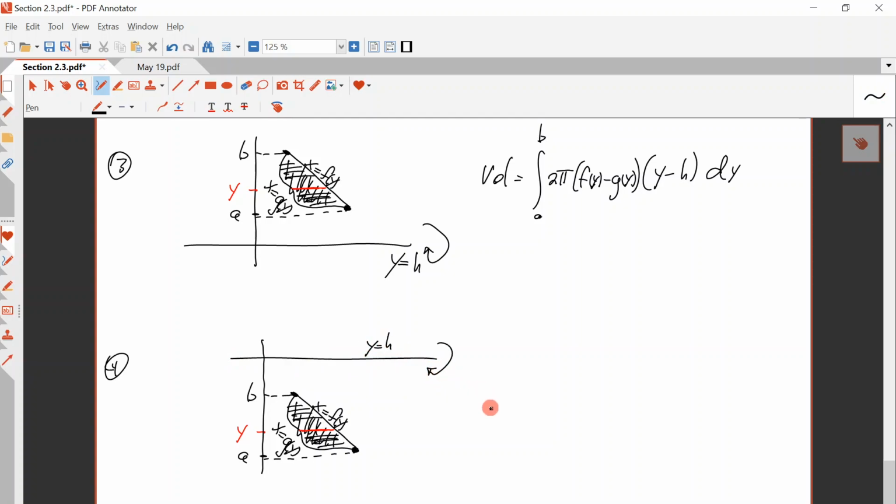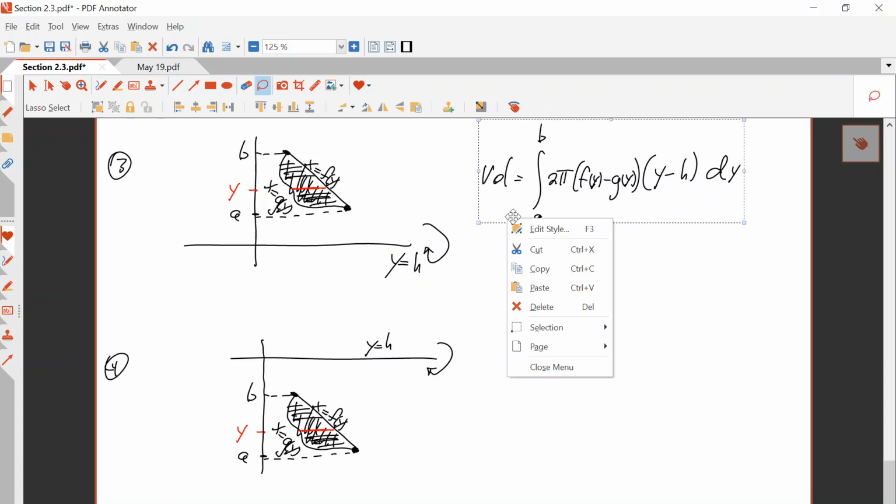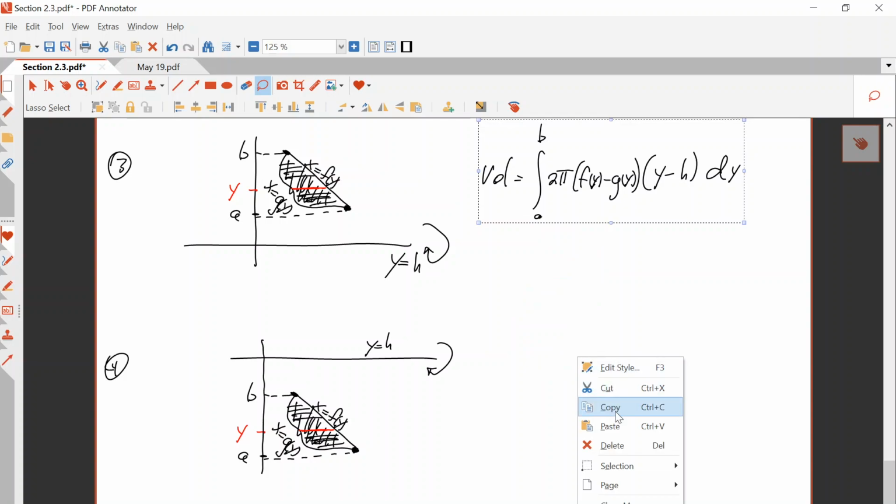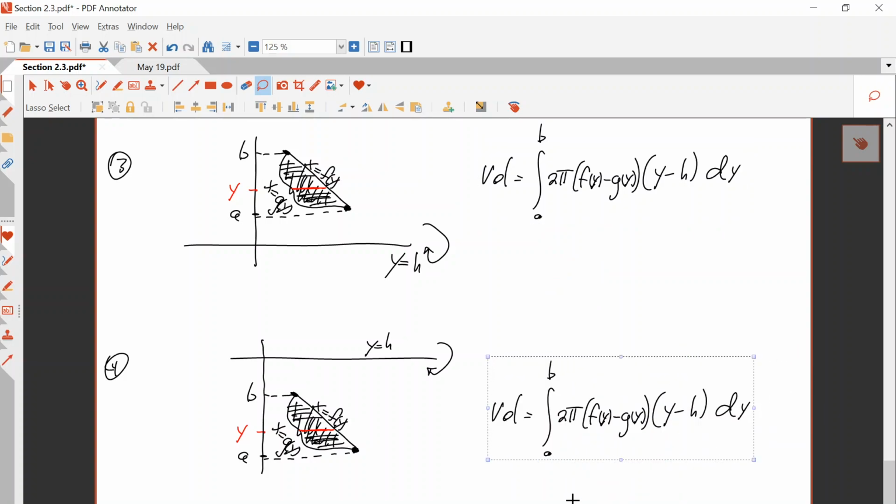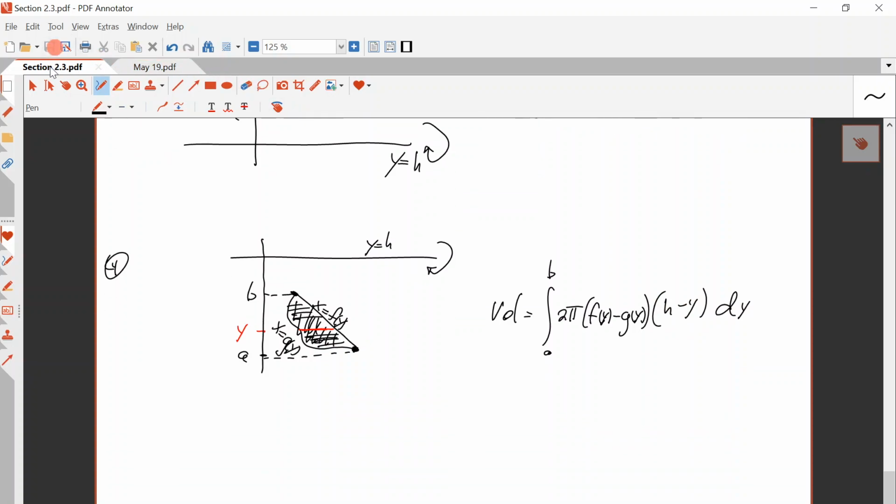And we're rotating around that. So same formula, just instead of y minus h, it's h minus y. Okay, so 4 very similar situations. All right. So h minus y. Let's do an example.